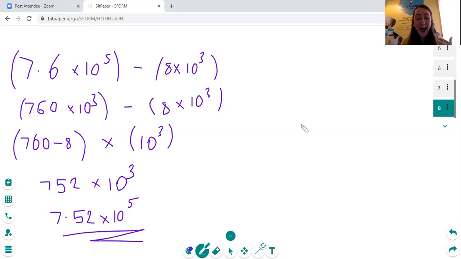So, I hope you found this video useful. We've covered what standard form is. We've covered all about multiplying and dividing, as well as adding and subtracting numbers in standard form. And we've covered lots of different examples of that.